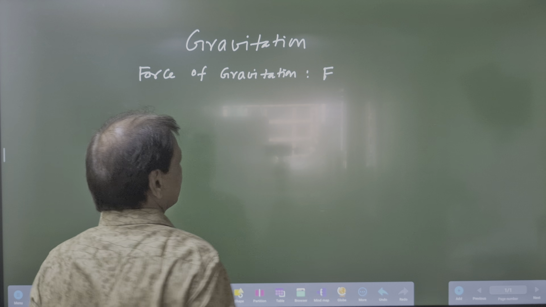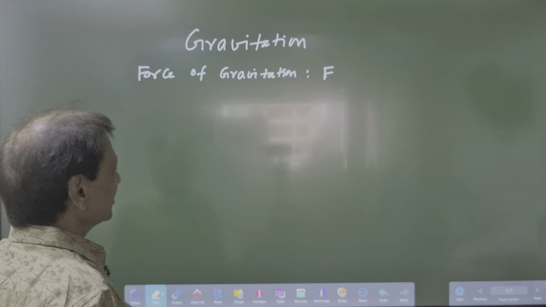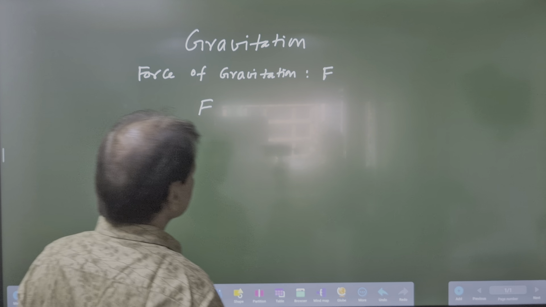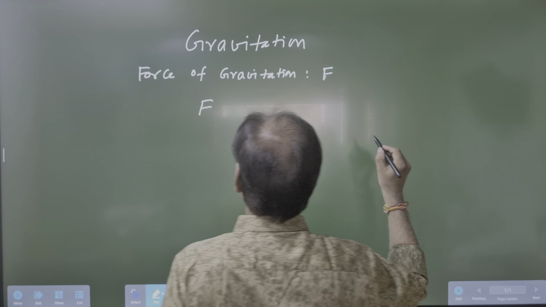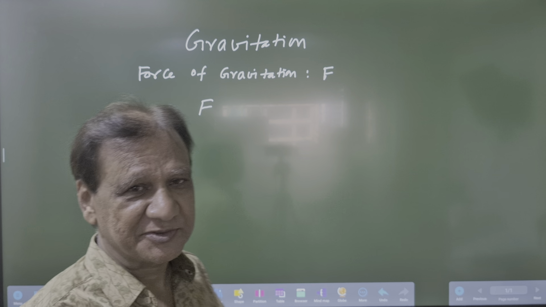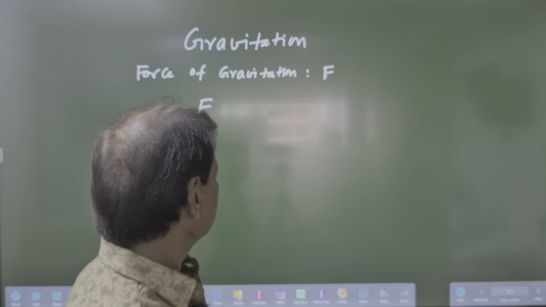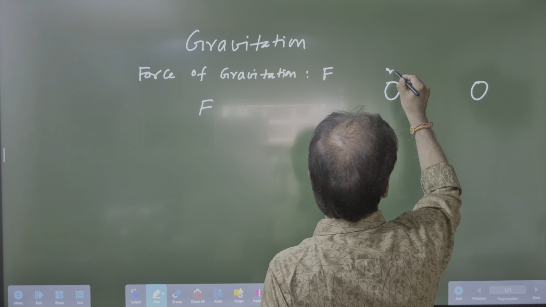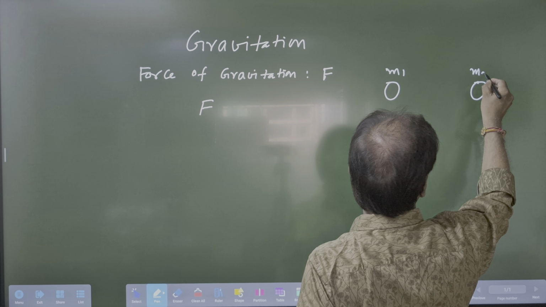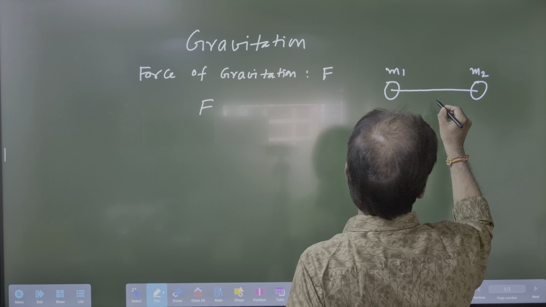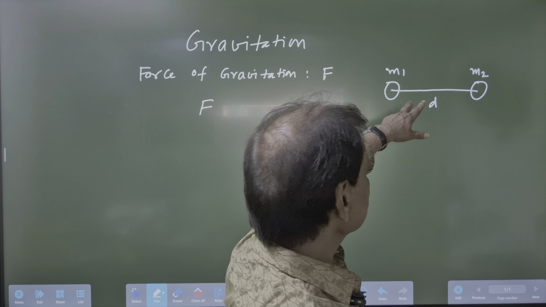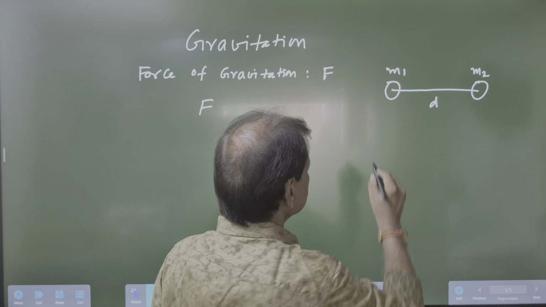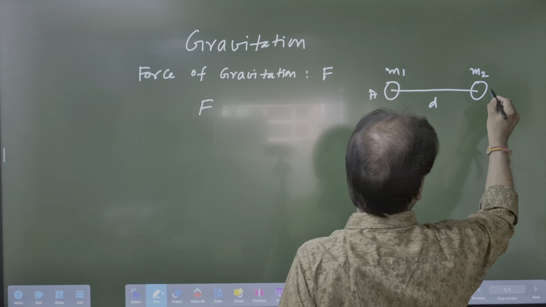Generally we write the force of gravitation as F. Now, the force of gravitation is proportional to certain things and inversely proportional to certain things. So, suppose there are two objects having masses m1 and m2, and the distance between them is d. As both the objects have mass, there will be a force of gravitation. Suppose this object is here and this is B.